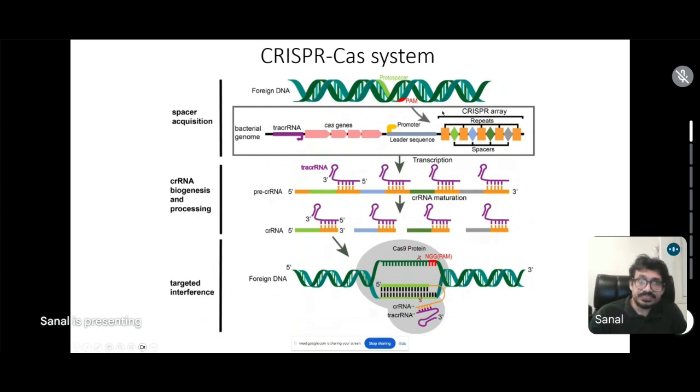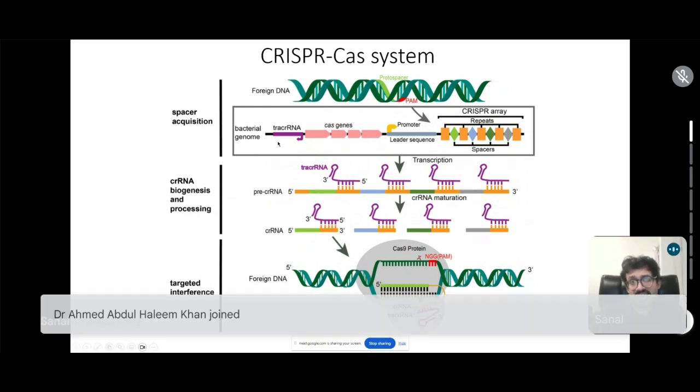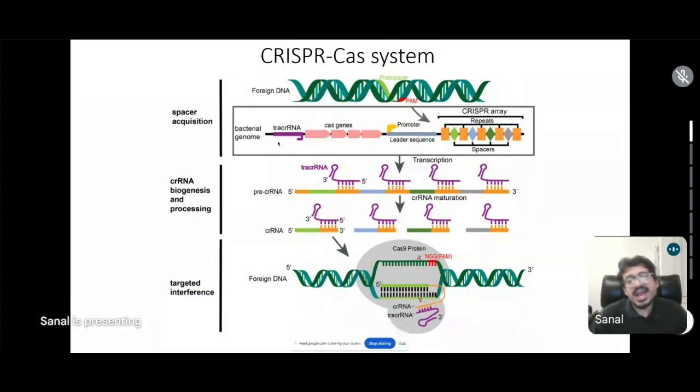So as you can see here, the invader's gene sequences are cut into pieces and assimilated into the genome, which is later transcribed into an RNA. That RNA is used to recognize the invading pathogen. And now with the help of a protein called Cas9 or its sisters and brothers, the invader's genome is cleaved into multiple pieces, or the invader is neutralized.